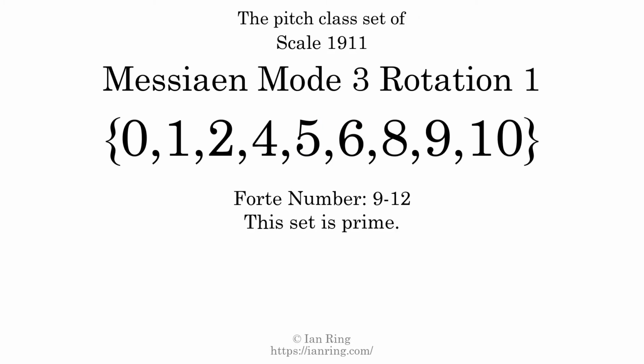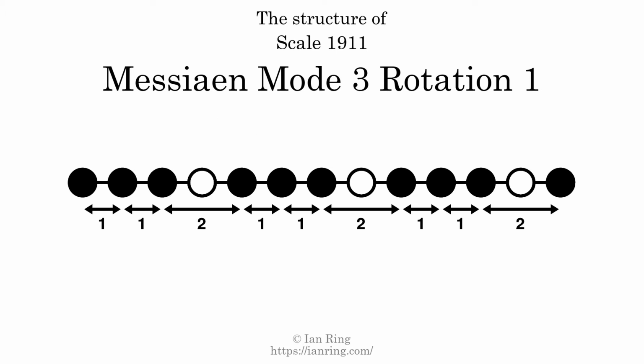The pitch class set for this scale is 0, 1, 2, 4, 5, 6, 8, 9, 10. The forte class is 9-12. This set is prime. The structure of a scale is a description of the interval distance between each successive tone. This scale has a structure of 112112112.